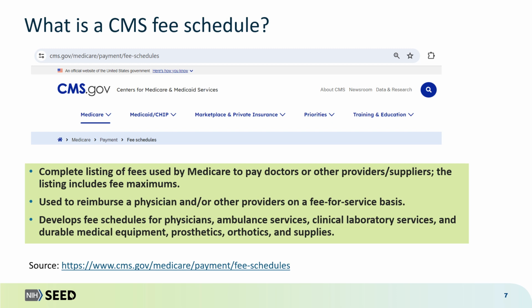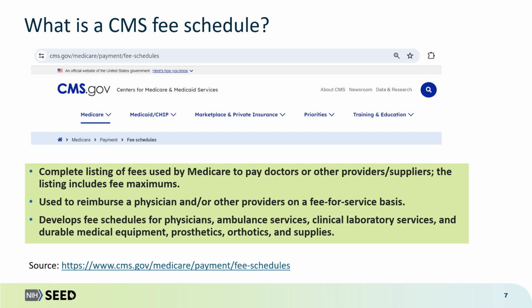Per CMS, a fee schedule is a complete listing of fees used by Medicare to pay doctors or other providers and suppliers. It is a comprehensive listing of fee maximums, so that is an important point. These are fee maximums that are listed there, and they are used to reimburse a physician or other providers on a fee-for-service basis. CMS also develops separate fee schedules for physicians, ambulance services, clinical laboratory services, and durable medical equipment, prosthetics, orthotics, and supplies.